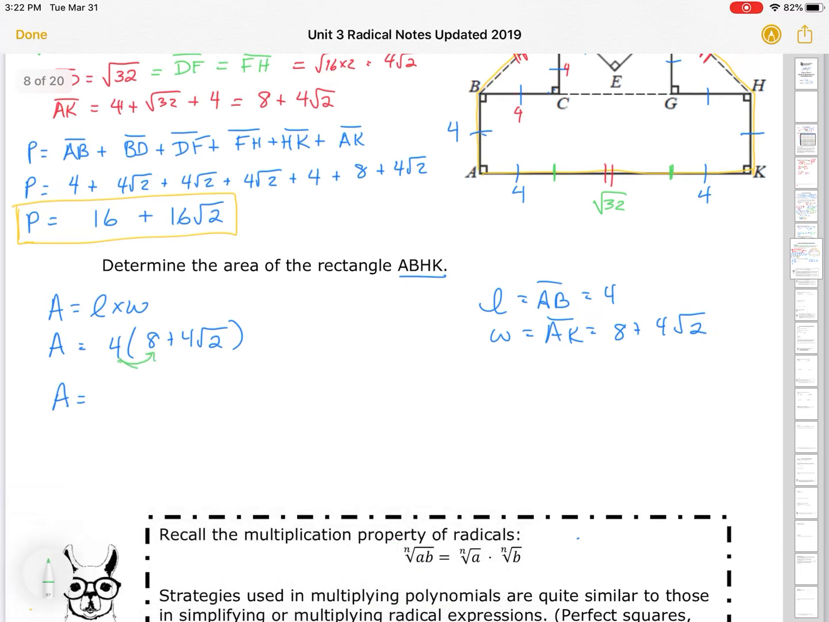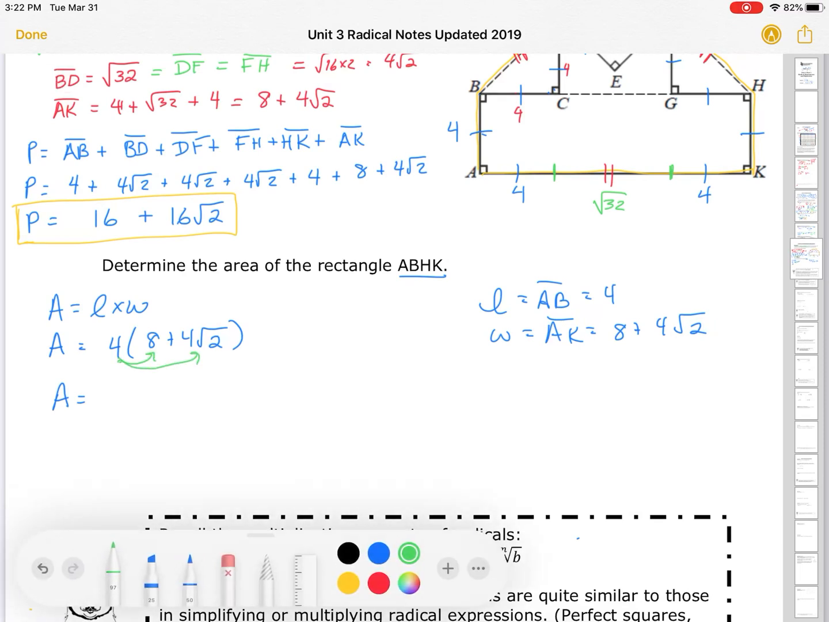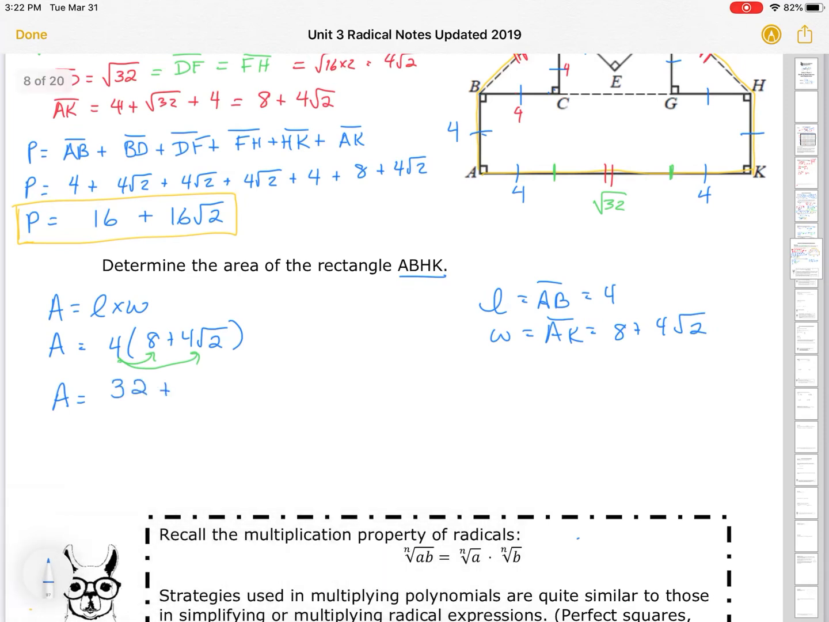Now here we have to distribute. So that means we've got to multiply everything in the brackets by the 4 on the outside. And we're going to get 32 plus 16 root 2. And again, put that in a nice box and give it to me as a present.